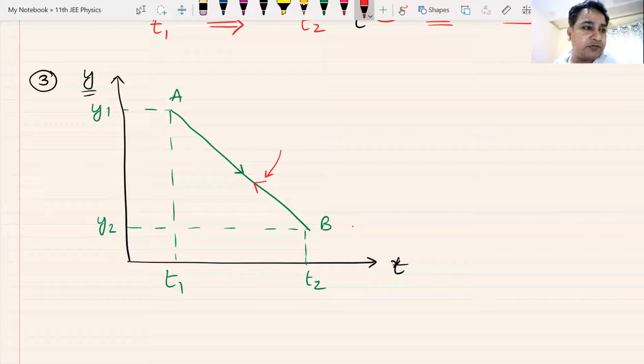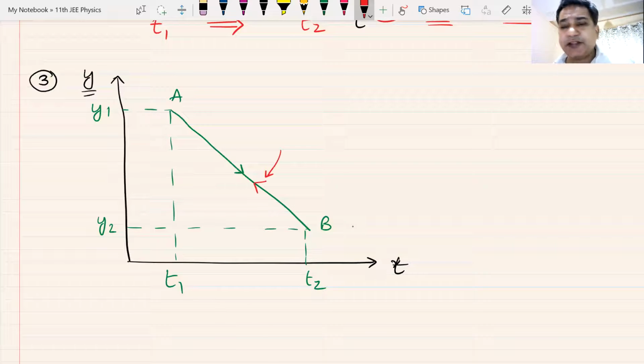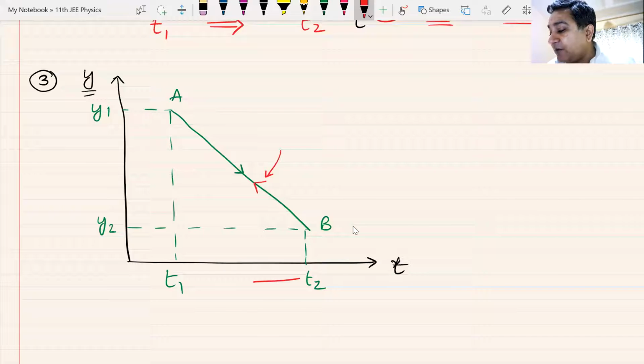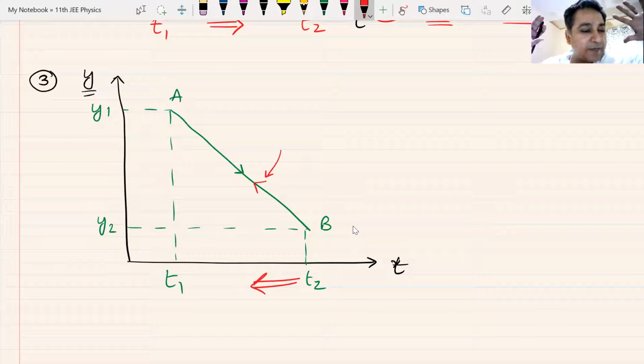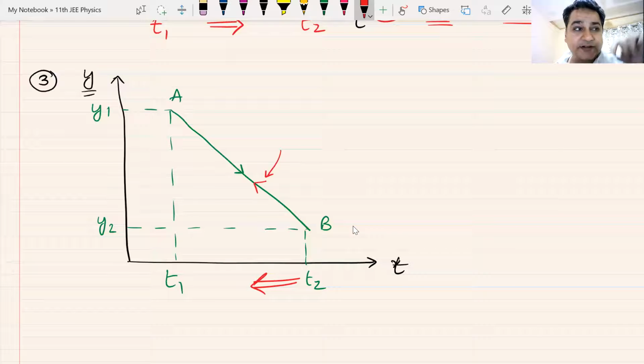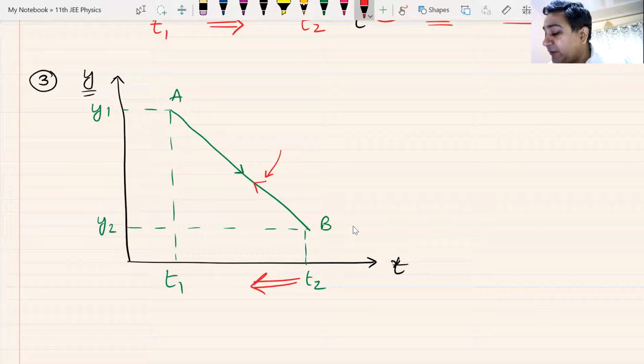I can make an arrow. Making an arrow does not make any difference to the universe. It does make a difference to the universe. See, time cannot move backwards. Do you understand? I can't go back to the past. Yes, t cannot decrease, and so I can't draw a graph from B to A. I can only draw a graph from A to B. Am I clear? Small points make a big difference. Time cannot decrease. Time only can increase. So this red thing does not have any significance.